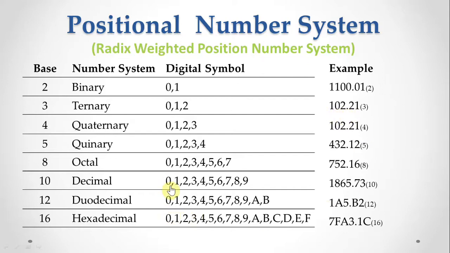Similarly, to represent decimal, the numbers from 0 to 9 can be used within the number system. Further, hexadecimal can be represented with the numbers from 0 to 9 and the alphabets from A to F. We cannot use any other symbols apart from 0 to F.